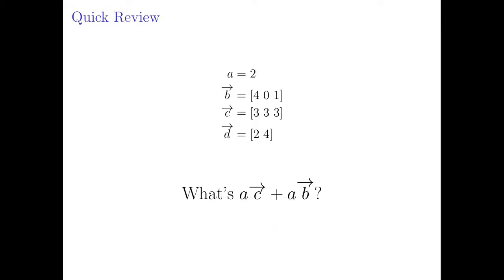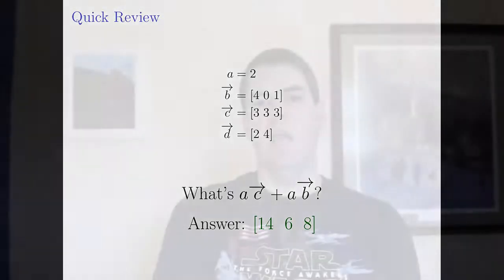All right, what's this one? Let's take a times c plus a times b. What do we get? And the answer is we get 14, 6, 8, because if you multiply a times c, you end up getting 6, 6, 6, the number of the beast. That was an accident, I promise. Plus a times b, and you get back 8, 0, 2. You add those together, and you get 14, 6, 8.